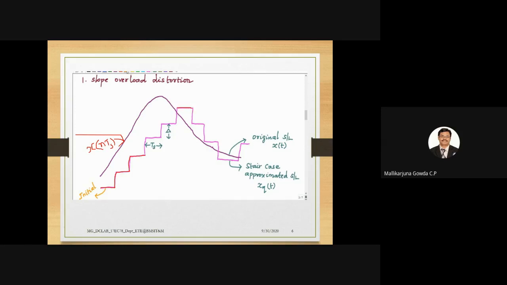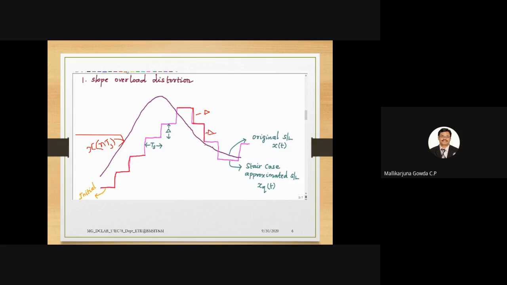Then at this point you see the approximated signal is greater than the analog signal, so it is decremented by delta. So it is minus delta here. Again it will remain in this duration. Then again it will compare. Still the approximated version is greater than the analog input signal, so it will be decremented by delta again.